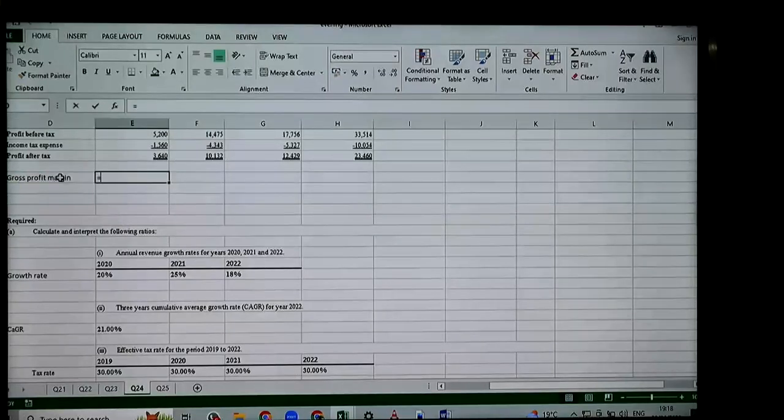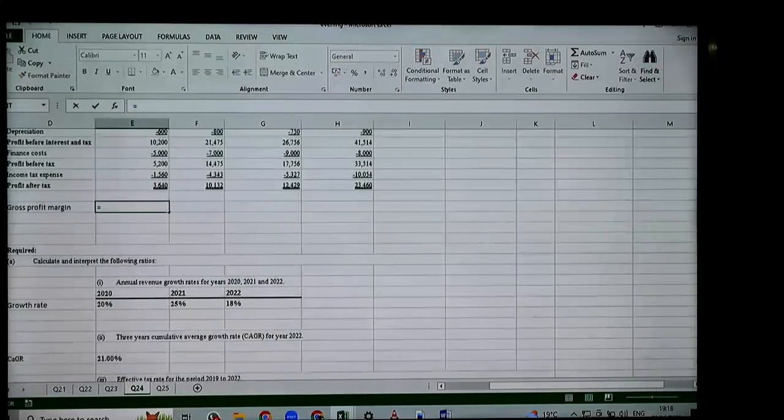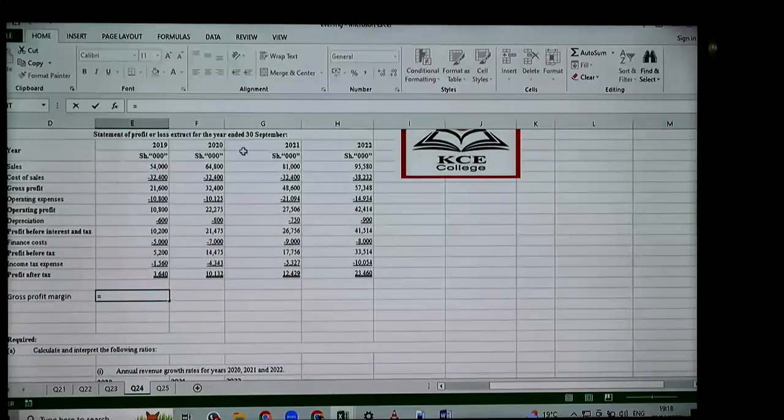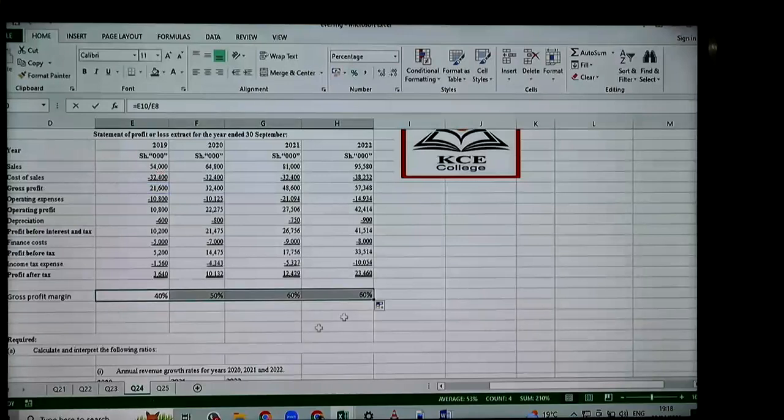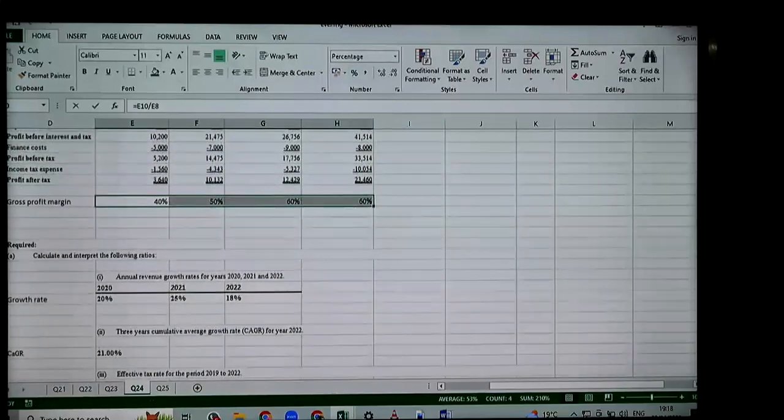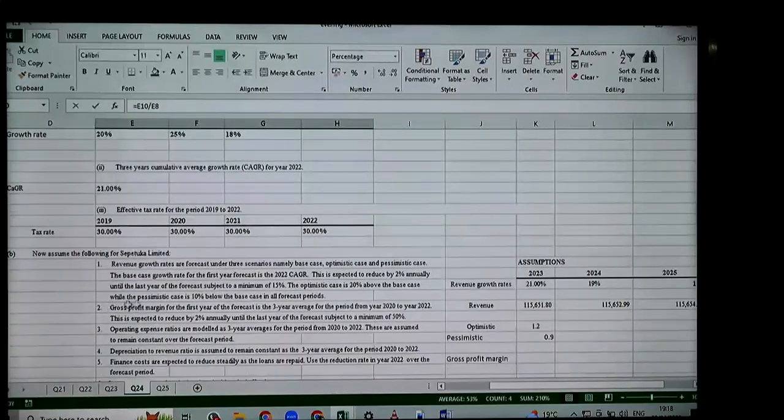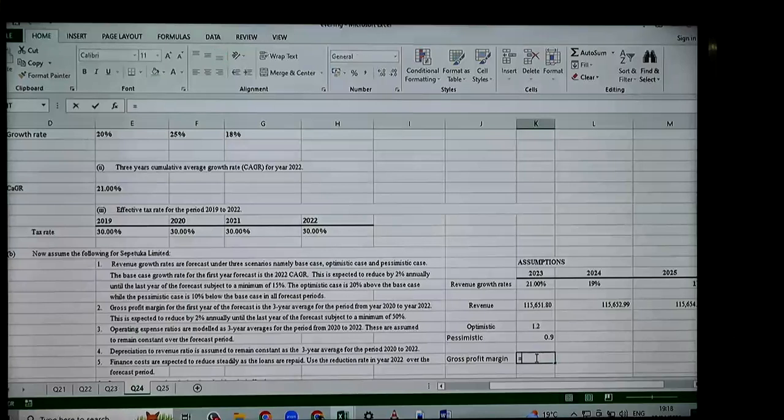So tab, so gross profit margin will be our gross profit here divided by our sales, isn't it? That way, then I'll change it into percentage. So for the years there. And we've been told, so we'll go back to, the gross profit margin for the first year of the forecast is the 3-year average. So we are on the first year of the forecast, 2023 here. It will be the 3-year average from 2020. So equals average.